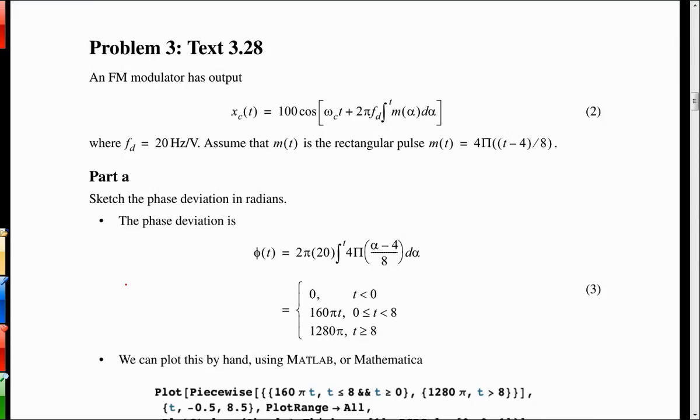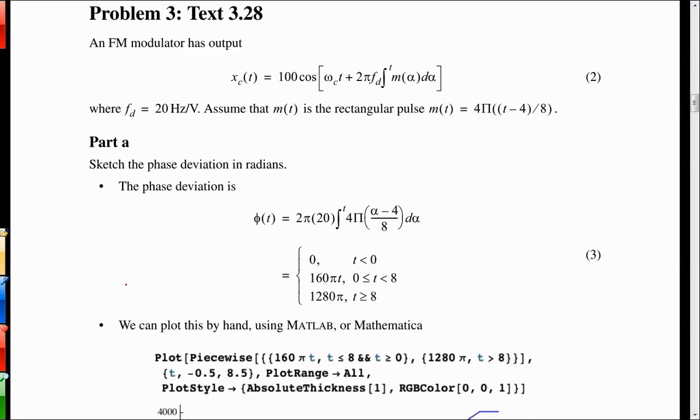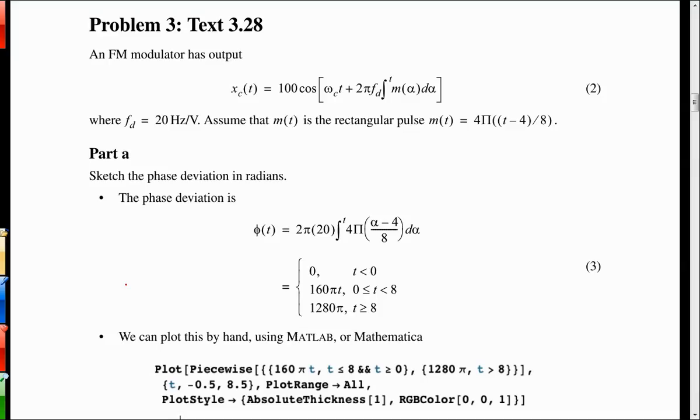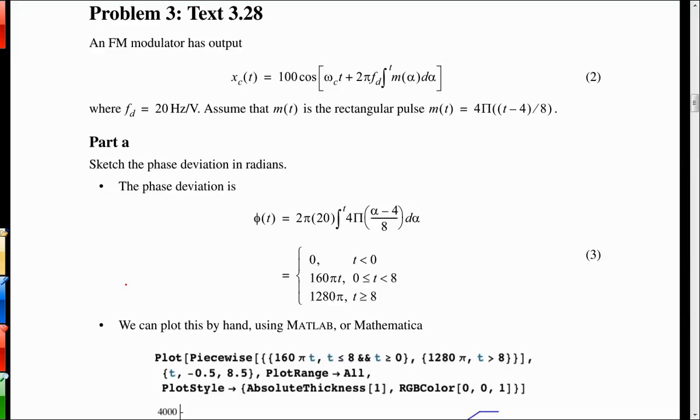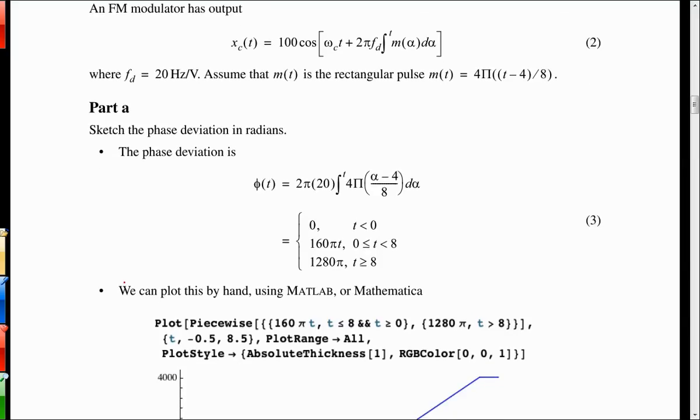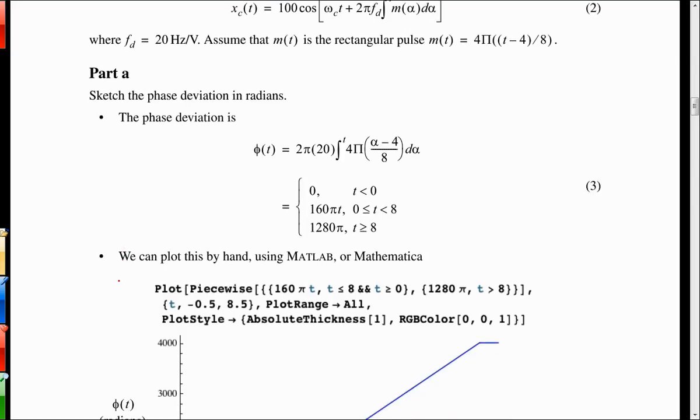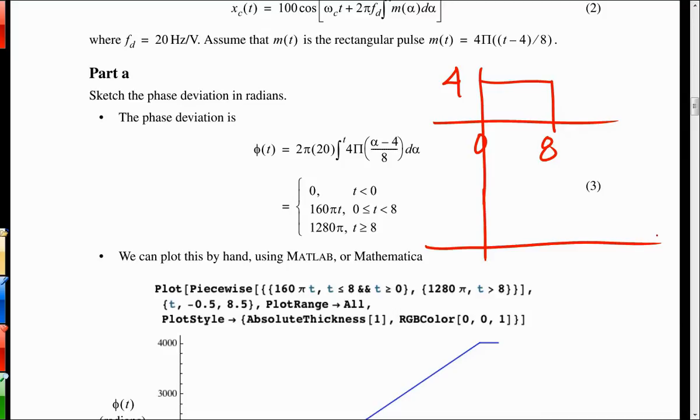This is a good action problem, though. This could show up on the next exam or on the quiz. This says you've got a pulse coming along, and it's a frequency pulse, so it's an FM modulator, and you're given some constants. So what does it look like in the phase domain? You have to integrate that rectangular pulse. So you've got a pulse that's got an amplitude of 4 and goes from 0 to 8. And that's going to become frequency modulation.